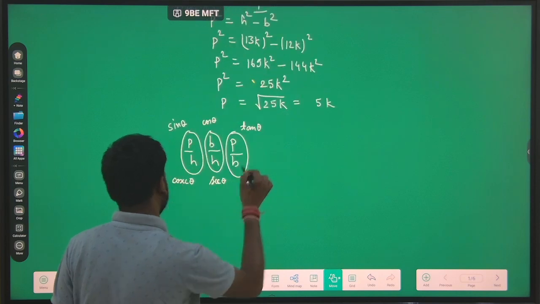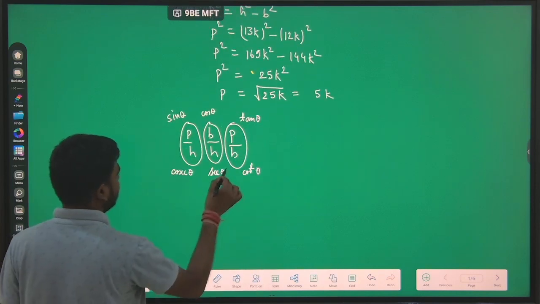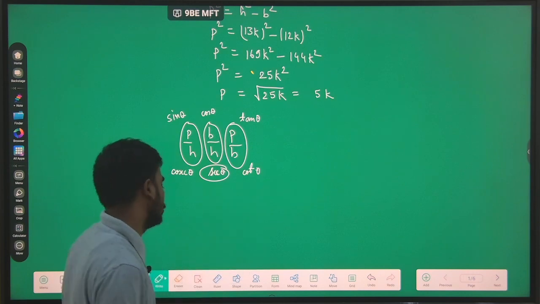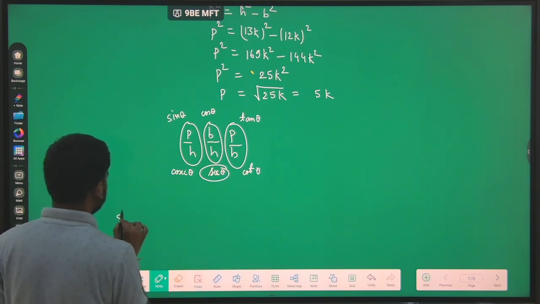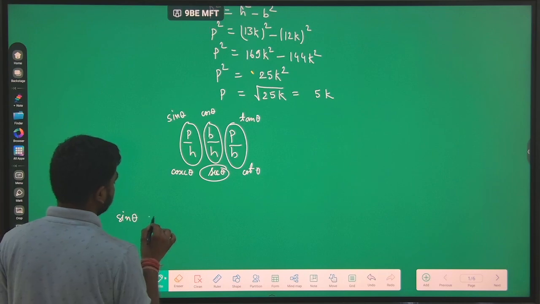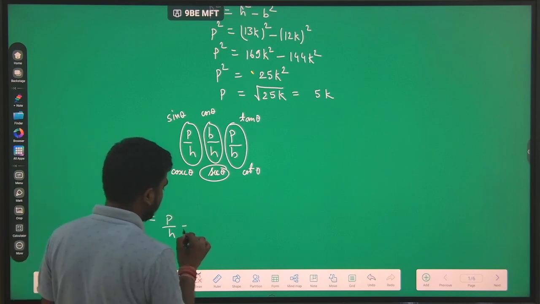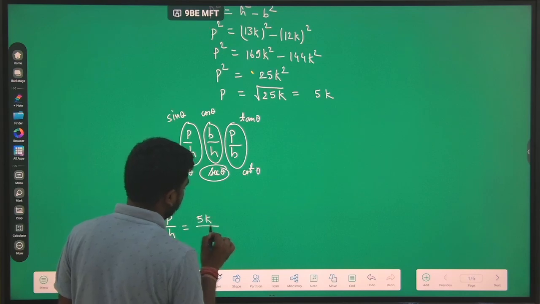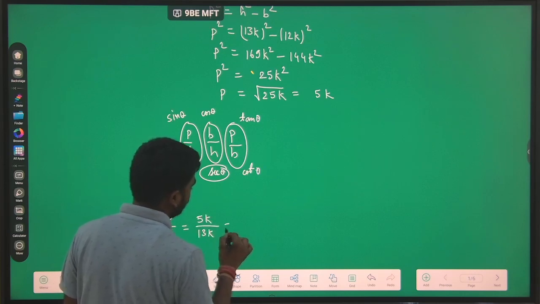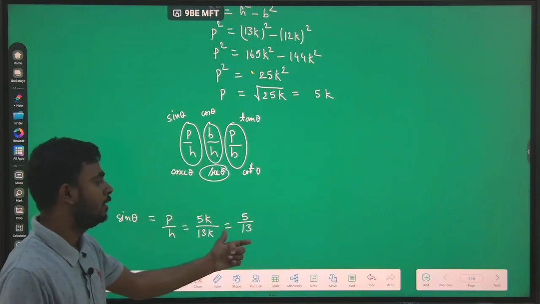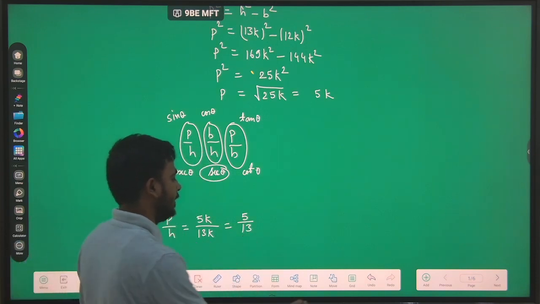So sec theta is given, we have to find out all other 5 trigonometrical ratios. Our first ratio is sine of theta. Sine of angle theta is equal to P upon H. P is 5k and H is 13k. So it will be 5 upon 13.